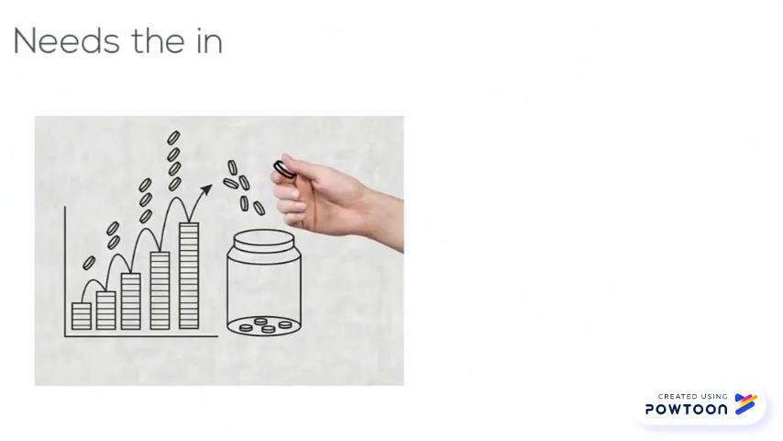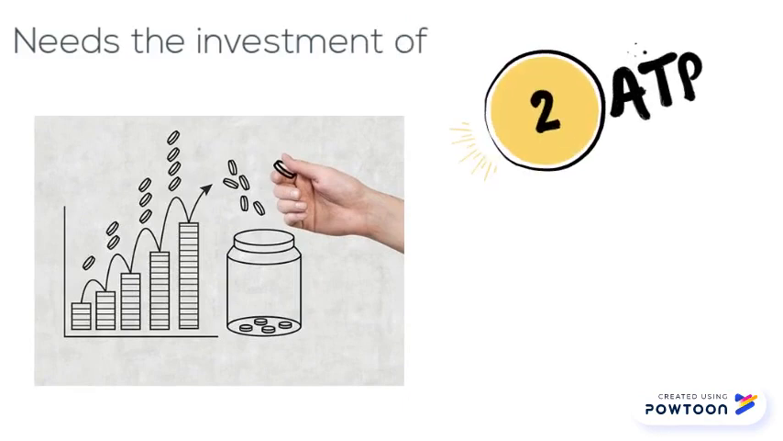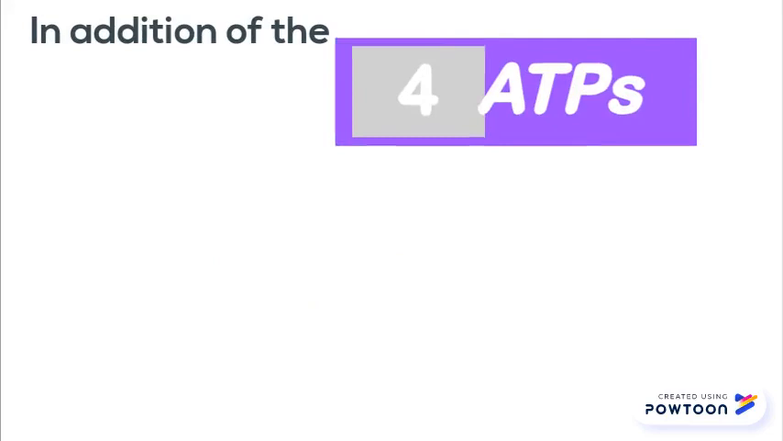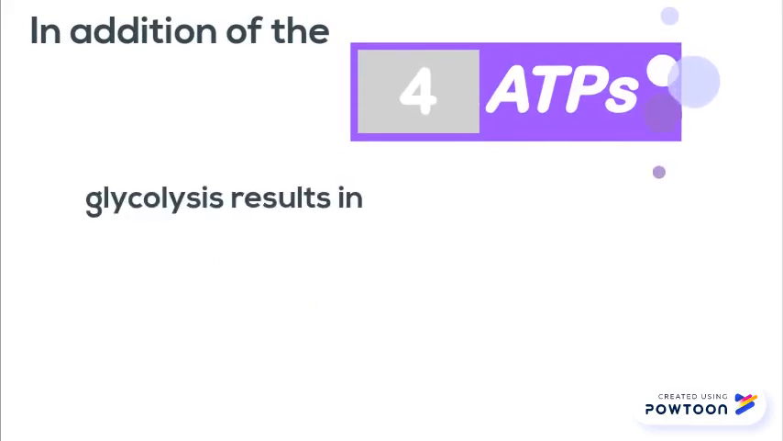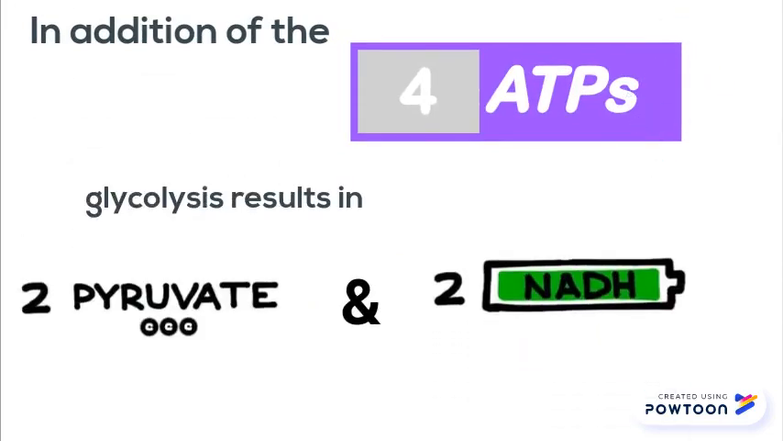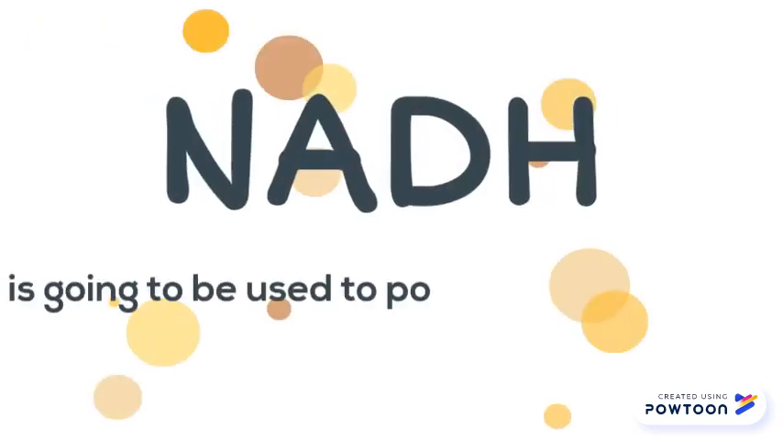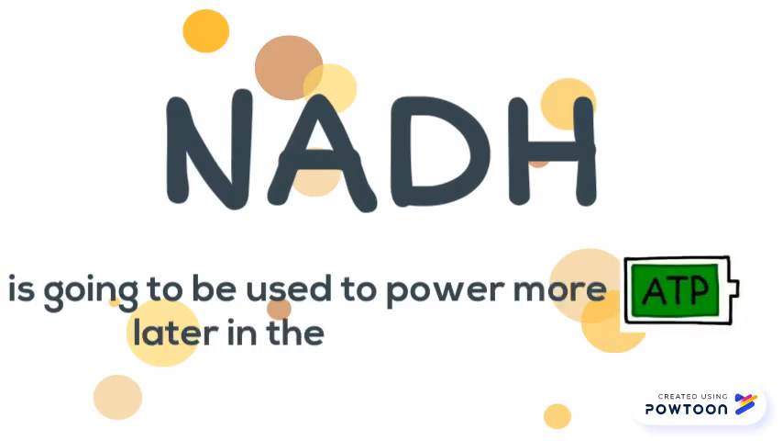This process needs the investment of 2 ATPs in order to work, and as a result, it generates 4 ATPs. But the real gain is 2 ATPs. And what else does glycolysis produce? In addition to the 4 ATPs, glycolysis results in 2 pyruvates and 2 NADH. It is very important to understand the role of NADH, as it is going to be used to power more ATP later in the process.